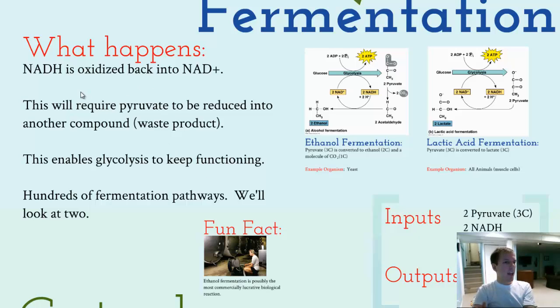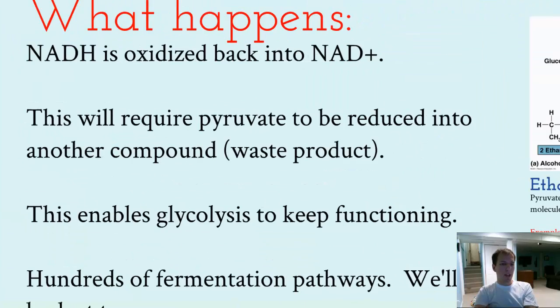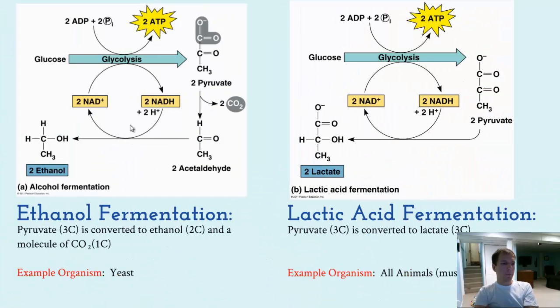In this case, the NADH needs to release those electrons so that they can feed back into the cycle of glycolysis, and pyruvate, which was left over, needs to be recycled. It needs to end up going somewhere. And so there's lots of different ways in which this can happen, but a couple of the most common ones are what we'll take a look at now.